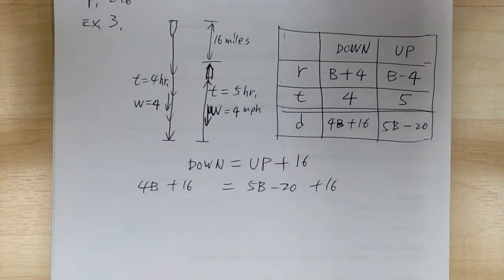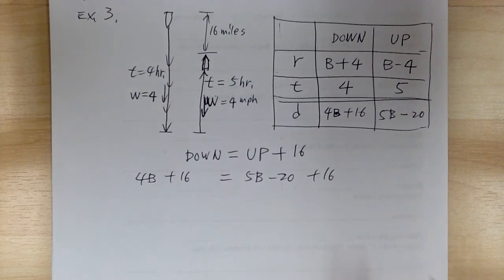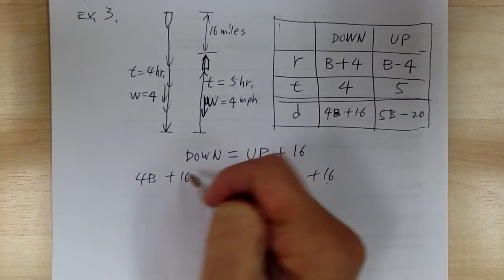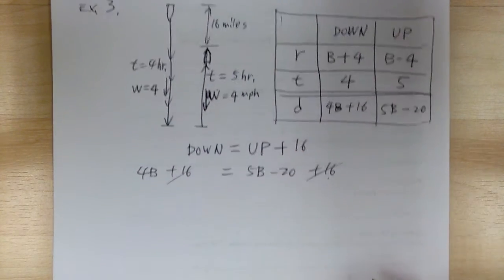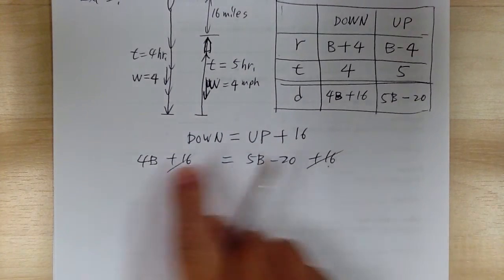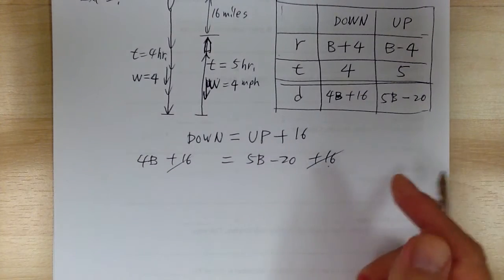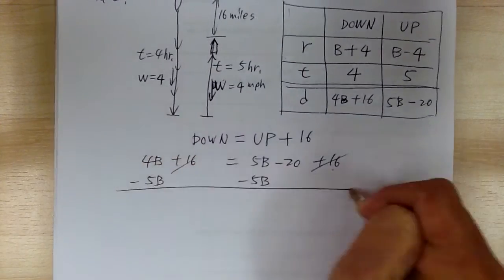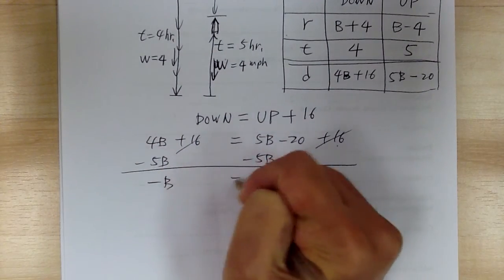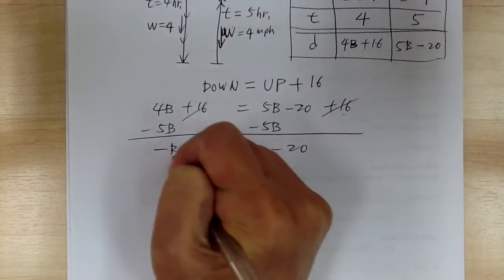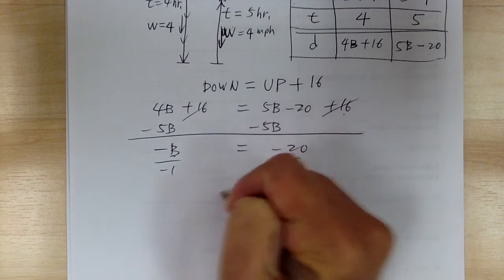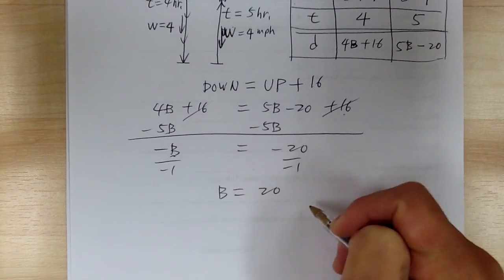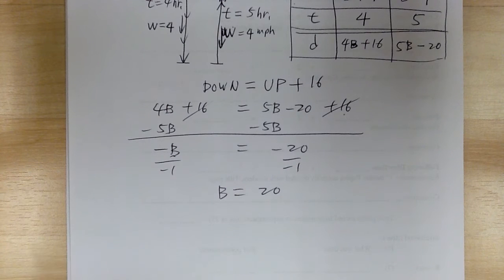Now you're going to solve. You have 16 on both sides, so you can cancel them out, minus 16 on both sides. Then I'm going to minus 5b on both sides. So you get negative 1b equal to negative 20. Divide by negative 1 on both sides, so b equals 20. Now, don't box it yet. You have to go back and answer the question. Make sure that's what it's asking for.